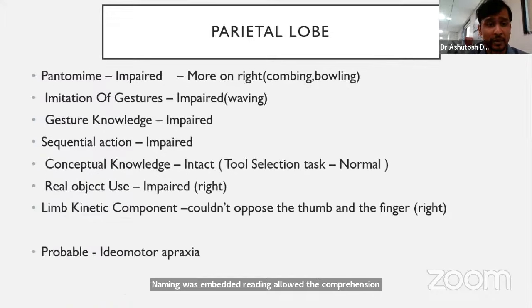For praxis, we asked her to pantomime combing, bowling, as well as kicking a ball, but it was significantly more impaired on the right. On the left, it was there, but it was mild. After a few efforts, she could do it. And imitation of gestures was also impaired. We had asked her to wave. Gesture knowledge was impaired. Sequential action was impaired. Conceptual knowledge was intact on showing the image.